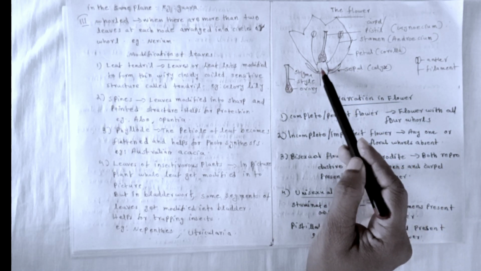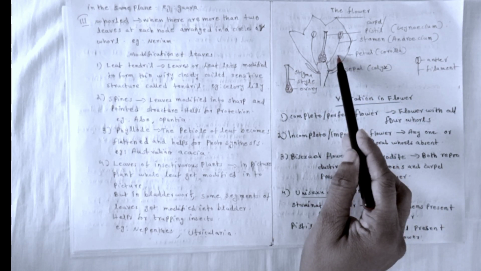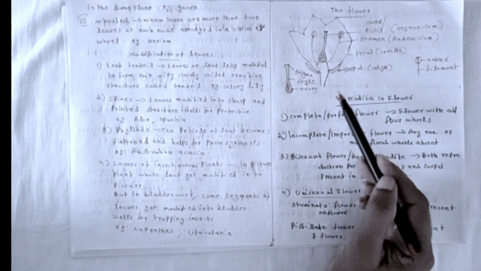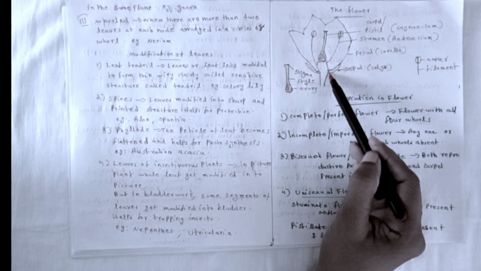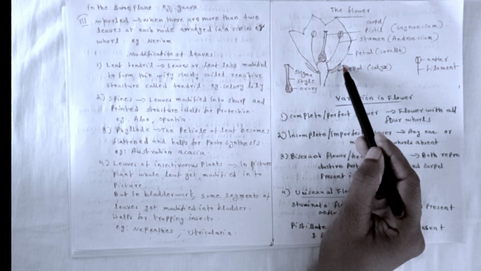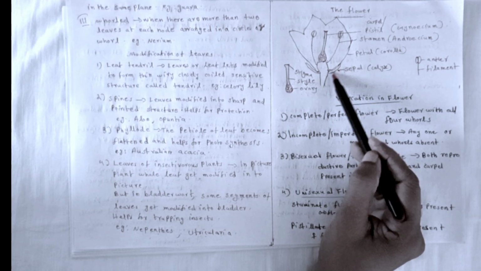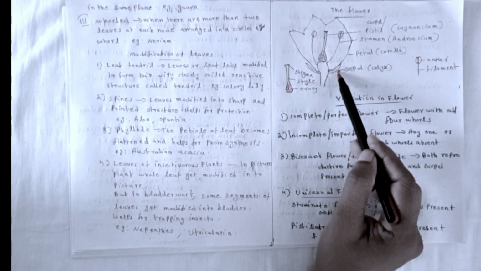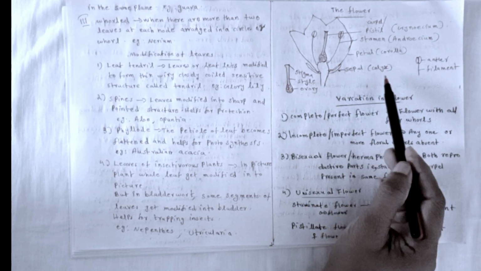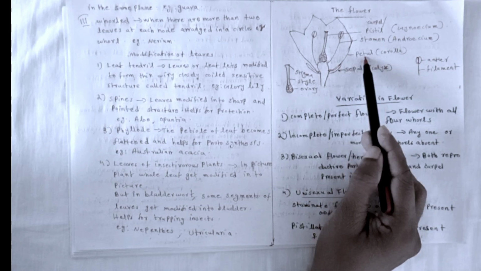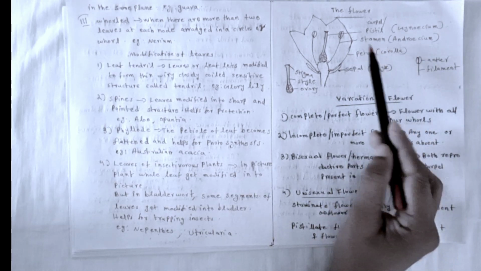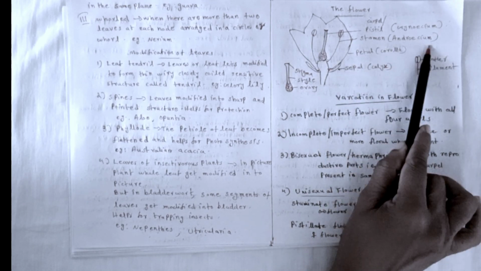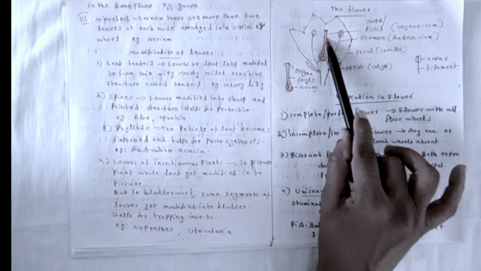Here, this is the thalamus. Sepal, petal, stamen, pistil or carpel. The whole sepals of a flower are known as calyx. Calyx means the whole sepals of the flower united. Then all petals are the corolla, all stamens of a flower are known as androecium, and all pistils or carpels are known as gynoecium.